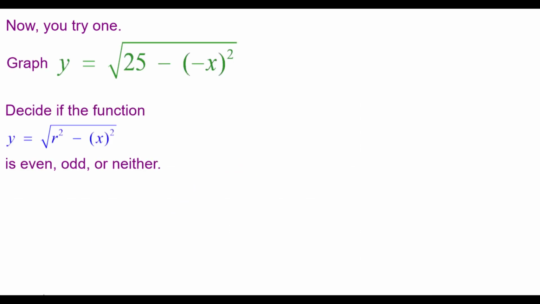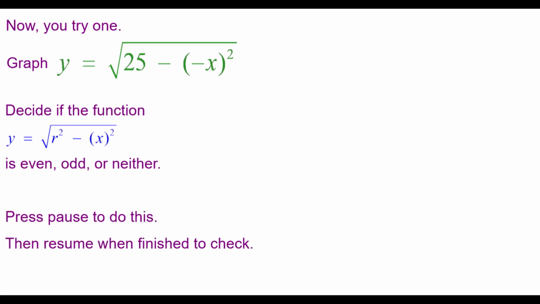Now you try one by hand. Graph y equals the square root of the quantity 25 minus the quantity of the opposite of x squared. Decide if this function, the semicircle function, is even, odd, or neither. Press pause to do this and then resume when you're finished to check your answer.